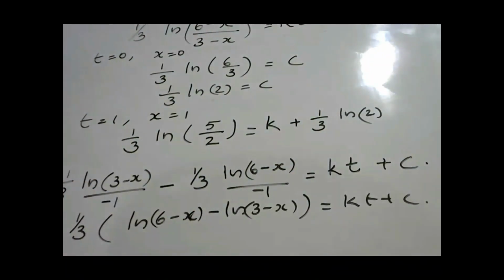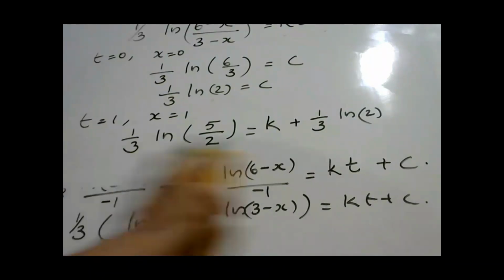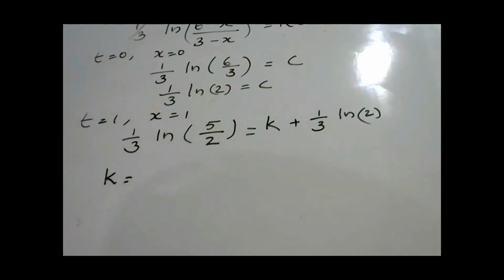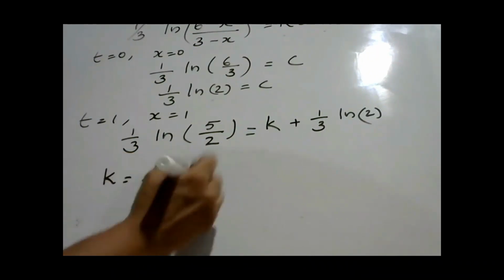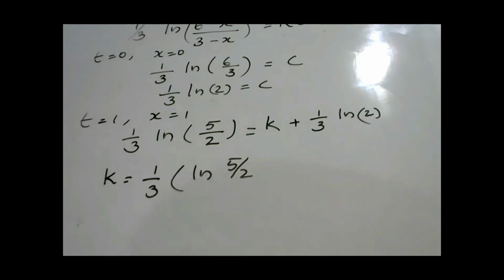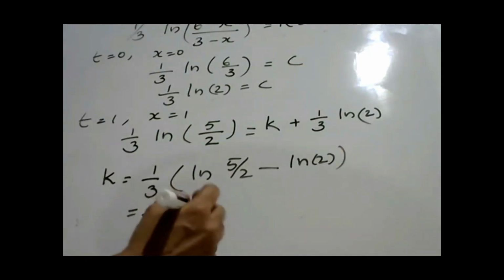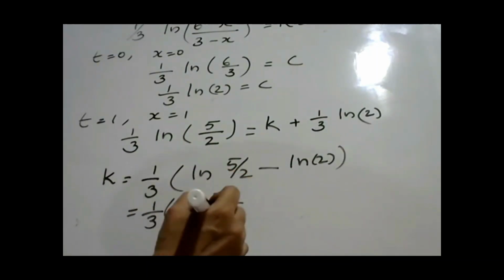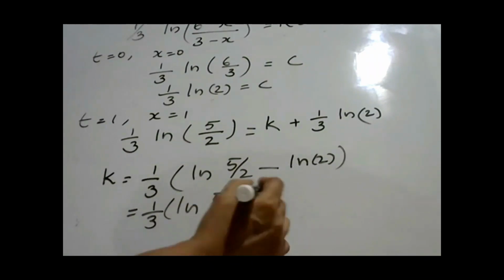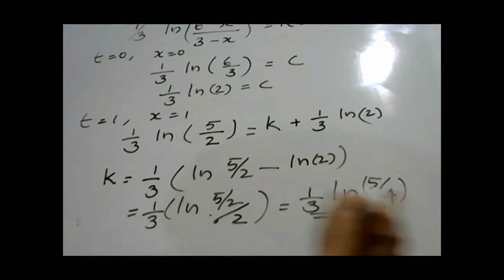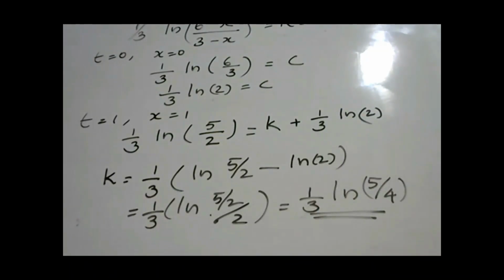So from this we can calculate the value of k. So k is equal to 1 over 3 ln 5 over 2 minus 1 over 3 ln 2. This is the same as 1 over 3 ln of (5 over 2) over 2. This is 1 over 3 ln 5 over 4. This is given. That is what we are asked to show: show that k is equal to 1 over 3 ln 5 over 4.